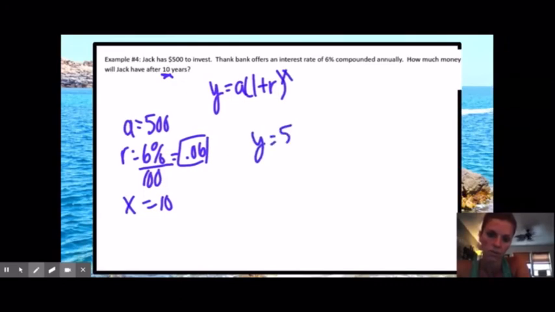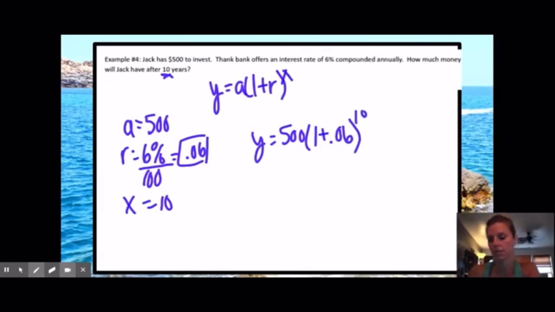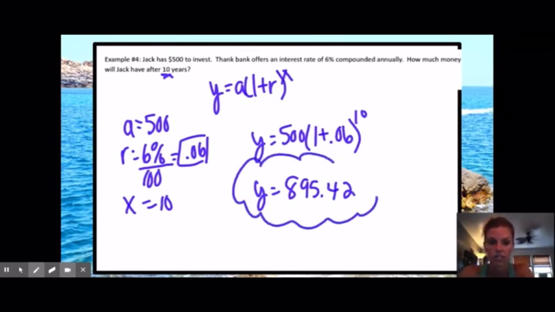So Y equals A is 500, 1 plus 0.06, raised to the 10th. Plug it in my calculator, raised to the 10th. And at the end of 10 years, he has $895.42. So again, it took 10 years, but he didn't put any more money in there. He put $500 in, and then because there was a good interest rate on it, he now has $895.42.